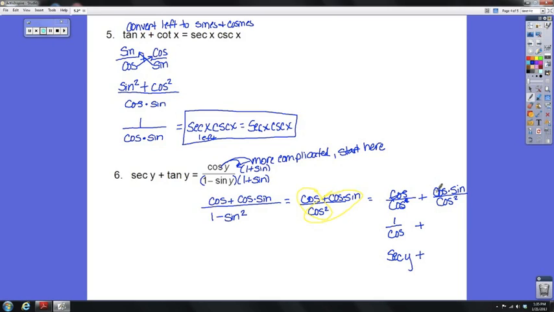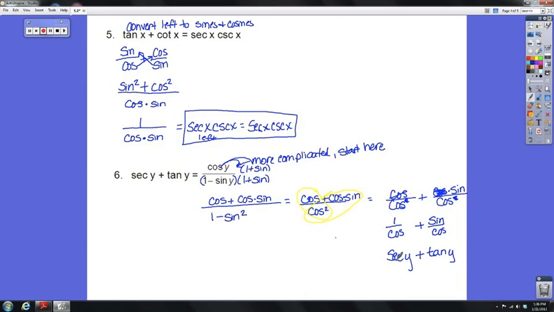Okay, so right here I'm going to mark out this cosine with one of those. So now I'm left with sine over cosine. Again, look at where you're trying to get to: tangent. What's sine over cosine? It is tangent of y.